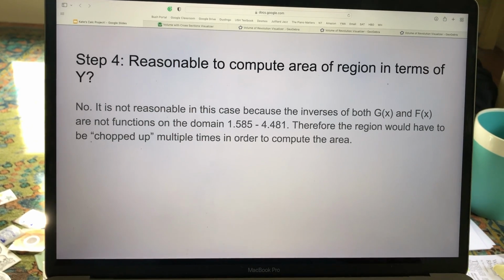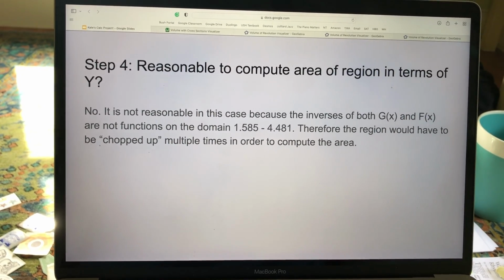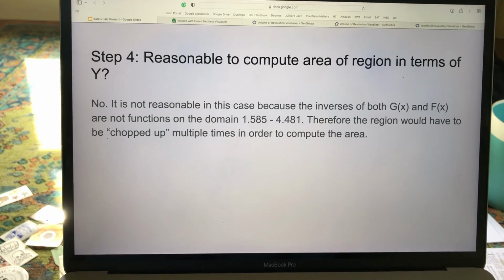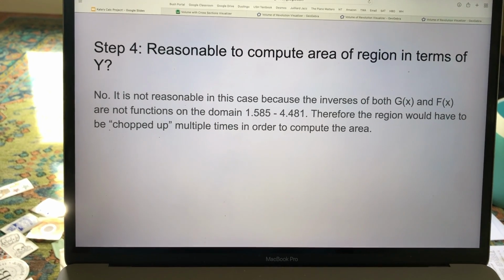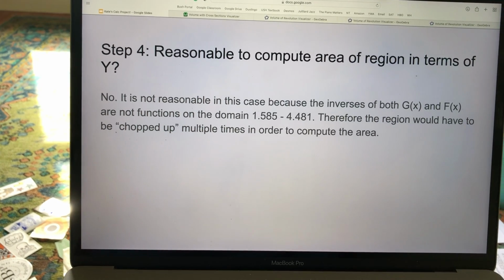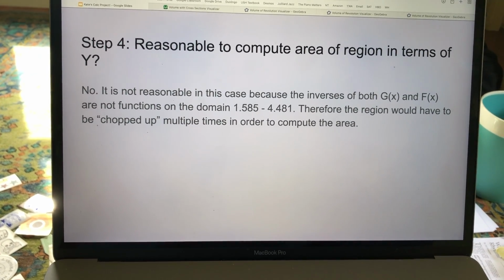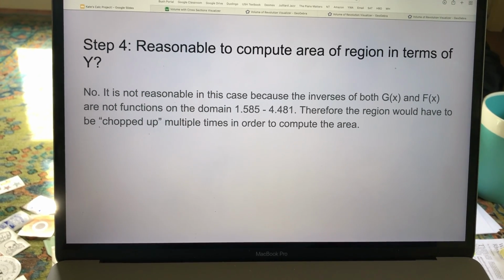Is it reasonable to compute the area of this region in terms of y? No, it is not, because the inverses of g of x and f of x are not functions on this domain, so the region would have to be chopped up many times in order for the area to be computed. It would be much, much more difficult.